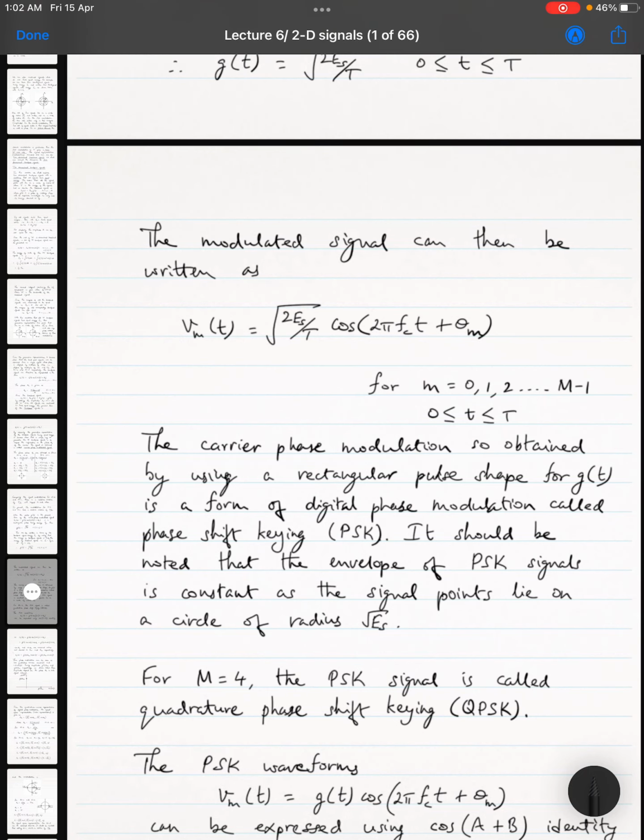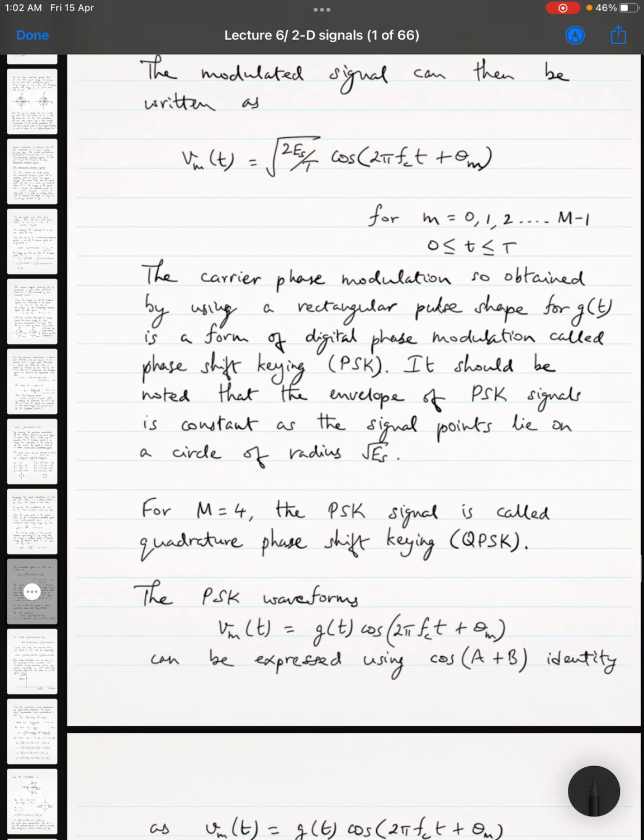binary PSK, that means M equal to 2, where there are two signals, V1 and V2, or V0 and V1. And if we have M equal to 4, we will have 4 signals, in which case we will call them QPSK signals, or quadrature phase shift keying signals. So the carrier phase modulated signal that we get by using a rectangular pulse is a special case of carrier phase modulation, which we call phase shift keying. For M equal to 2, we have binary phase shift keying, or BPSK, and for M equal to 4, we have QPSK, or quadrature phase shift keying signals. Similarly for M equal to 8, we have 8 PSK signals, and so on.